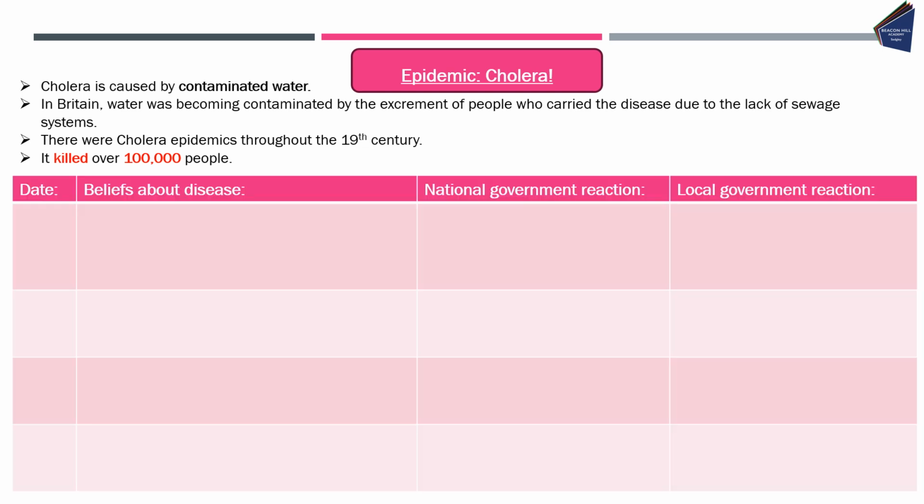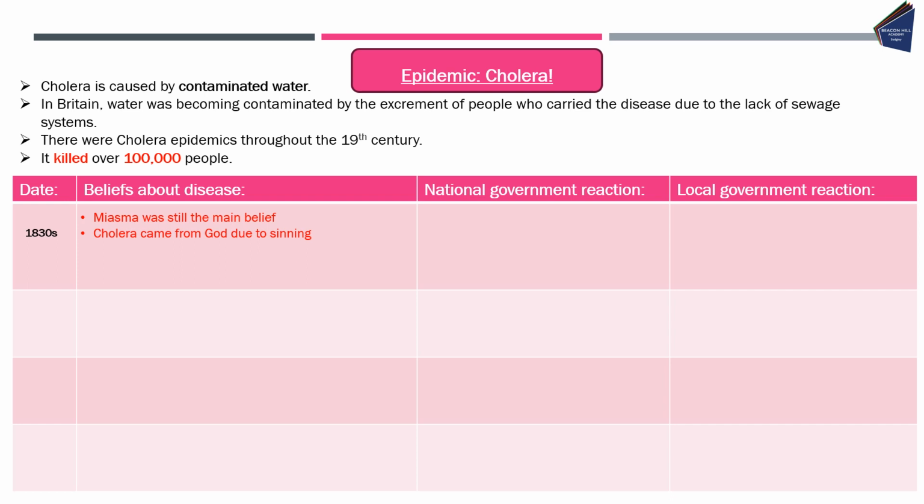So we're going to have a look at what the beliefs about the disease were during different parts of the 19th century, what the national government reaction was, and then what the local government reaction was. So first of all, we're going to start off with the 1830s. In terms of the belief about disease, miasma was still the main belief, and the idea that cholera was coming from God due to sinning.